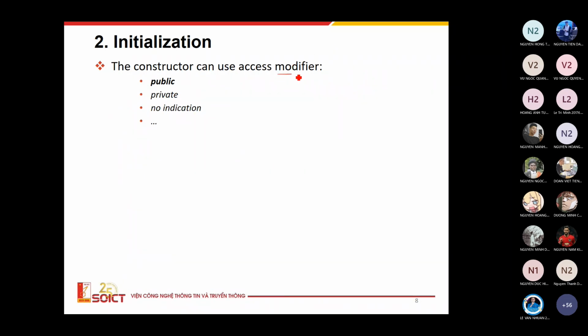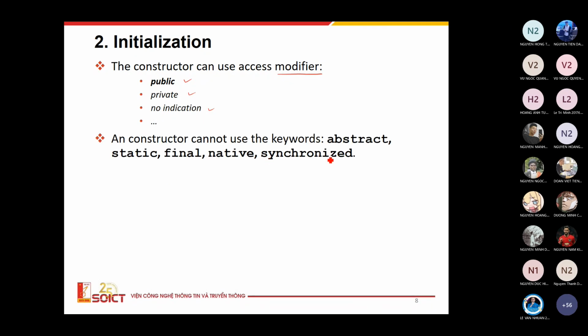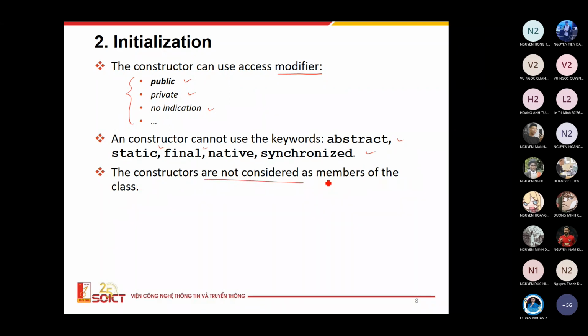Secondly, we talk about the access modifier for the constructor. The constructor can use any access modifier you have learned, for example, public, private, or no indication. And the constructor cannot be used with other keywords like abstract, static, final, native, for example. These keywords you will learn in the next lesson. So for this time, please remember that the constructor can use any access modifier that you learned. And remember that the constructor is not considered a member of the class. So when you count the members of the class, you just count the attributes and the methods, not the constructor.